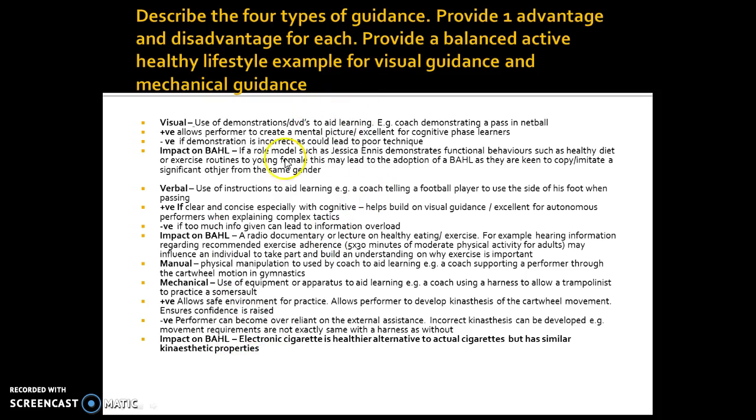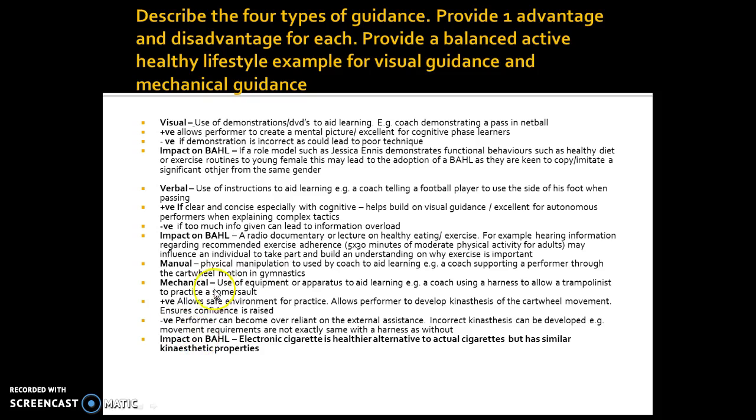So I will just circle your bits. Obviously you've got to give each one an advantage and one disadvantage. You can pick anything from there. Just quickly get onto the balanced, active, healthy lifestyle stuff then. You've got here: role model demonstrates functional behaviours such as a healthy diet or exercise routines. You could have fitness DVDs, for example a Davina McCall fitness DVD. That's a visual representation of how you can have a healthy lifestyle.